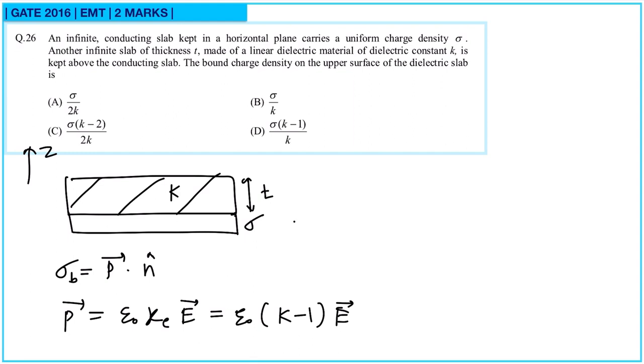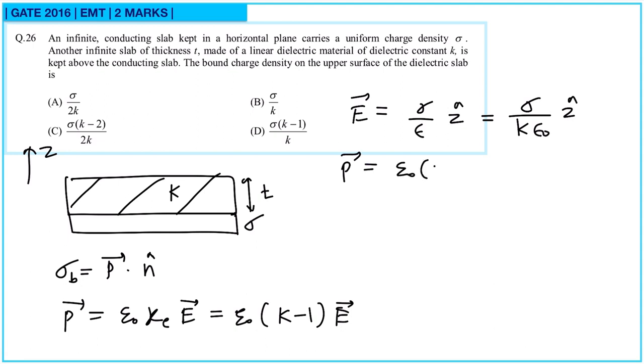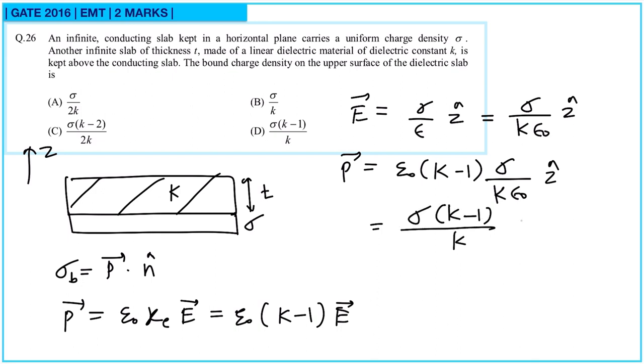Now this is the conducting plate, and we know the electric field due to a conducting plate is sigma by epsilon in the direction of Z cap. Epsilon can be written as K into epsilon naught, so the field is sigma upon K epsilon naught into Z cap. Now polarization P is equal to epsilon naught into K minus 1 into E bar. But E bar is sigma upon K epsilon naught Z cap, so this will be sigma into K minus 1 upon K Z cap.